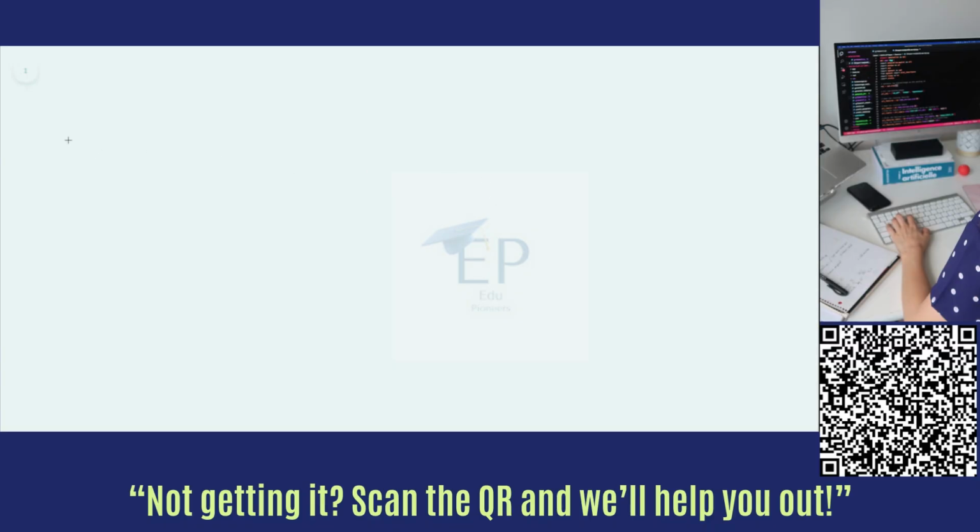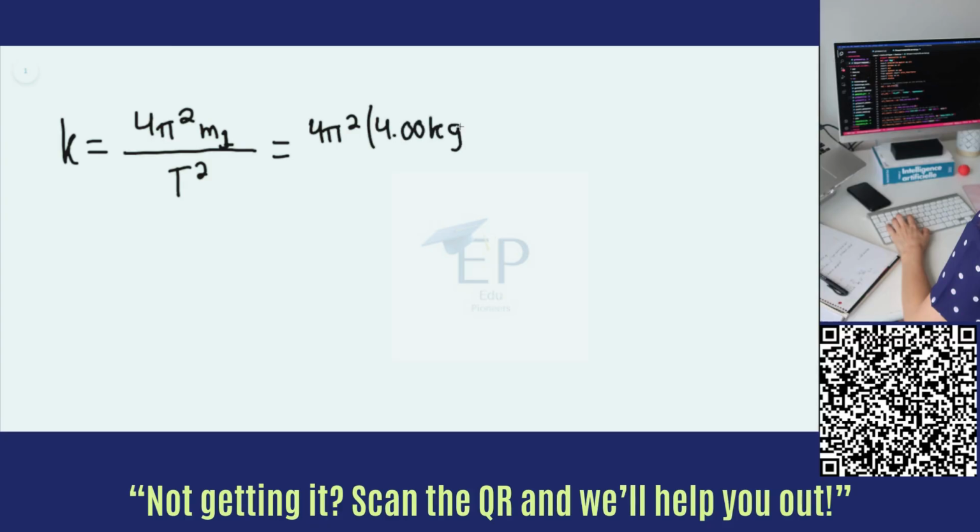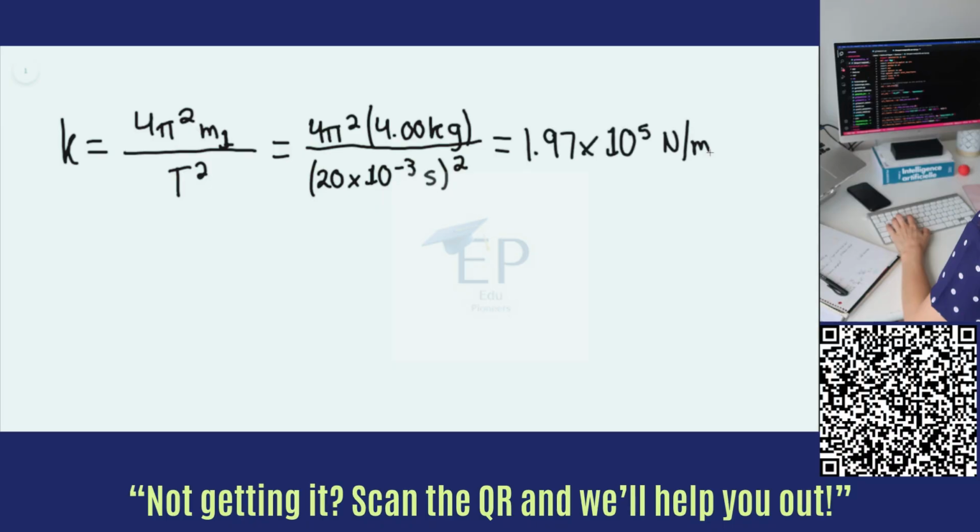We know that the spring constant k is going to be equal to 4 pi squared times m sub 1 divided by T squared. This is going to be equal to 4 pi squared multiplied by the mass 1, 4.00 kilograms, and then divided by the period. We know that the period is 20 milliseconds, so 20 times 10 to the negative third seconds quantity squared. This is giving us 1.97 times 10 to the fifth newtons per meter.